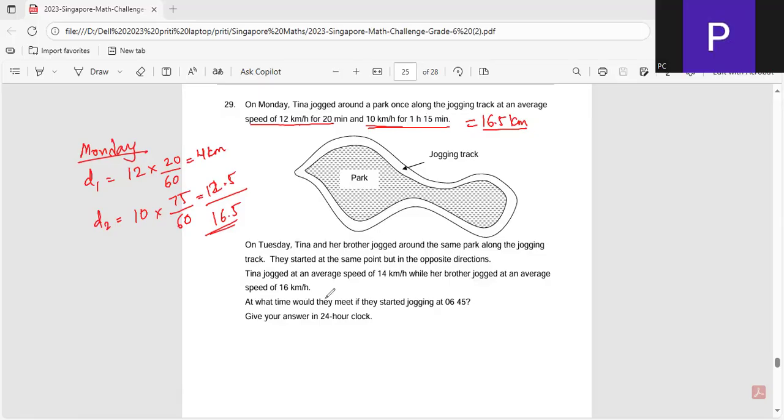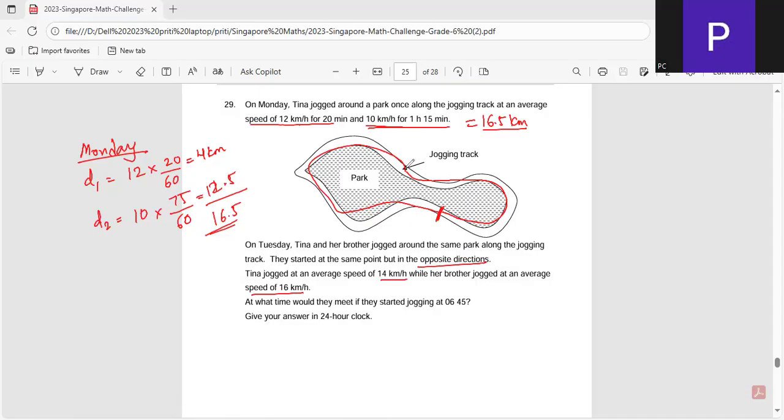So that's one piece of information. On Tuesday, Tina and her brother jogged around the same park along the jogging track. They started at the same point but in opposite directions. Tina jogged at an average speed of this and her brother jogged at so much. So basically, suppose Tina is going like this. Tina is here and her brother is here and they meet at a point. So that means they would cover the total distance. And we just need to find the time.